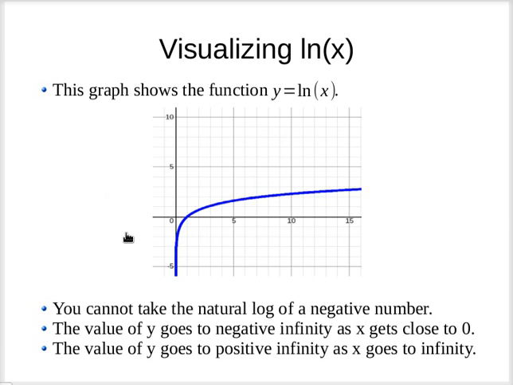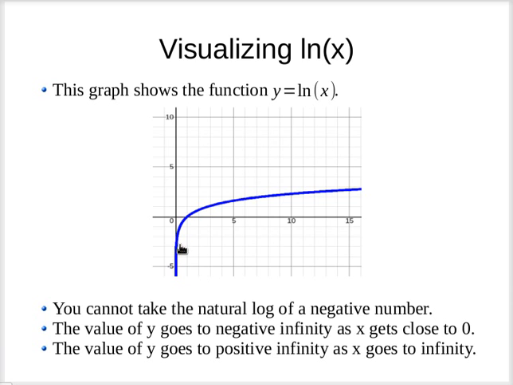The second point is that the value of y goes to negative infinity as x gets close to 0. So as x is getting closer and closer and closer to 0, we just keep going straight down, and you keep getting more negative numbers, and it goes all the way down to negative infinity.